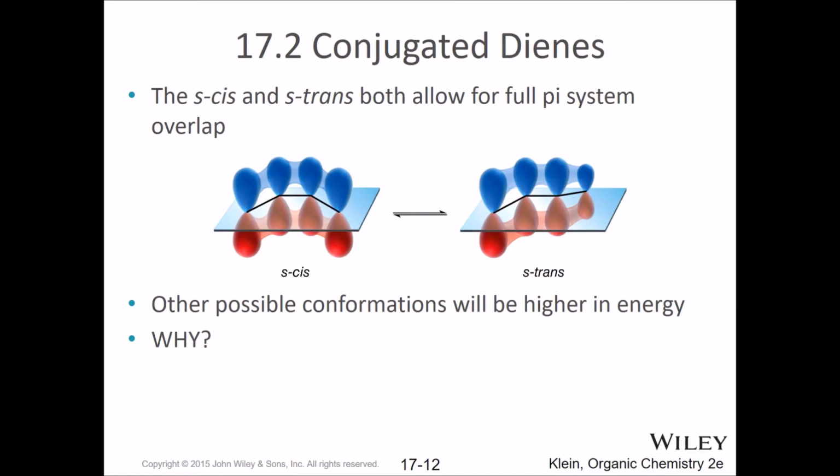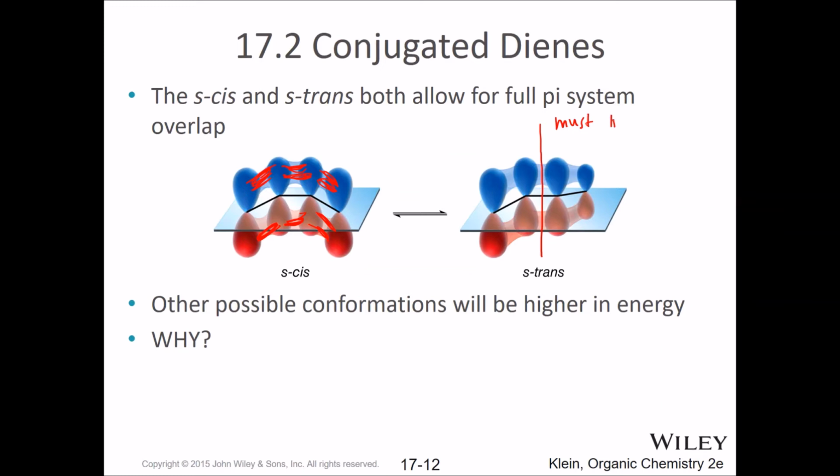All right. So the S-cis and S-trans both allow for a full pi system. So you get side-to-side overlap, side-to-side overlap, right? See that? Side-to-side overlap, side-to-side overlap, still, okay? That's why the conjugation's so good. However, the picture's not shown here. When this rotates, as it rotates, that conjugation is broken.